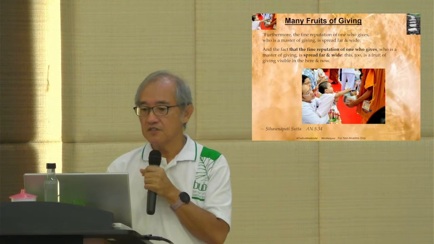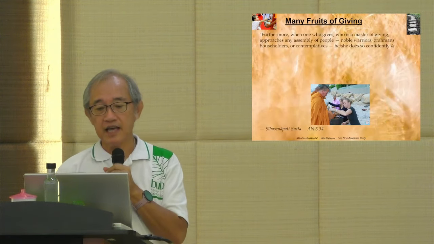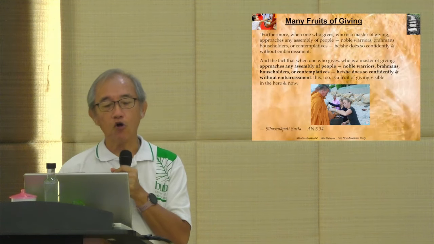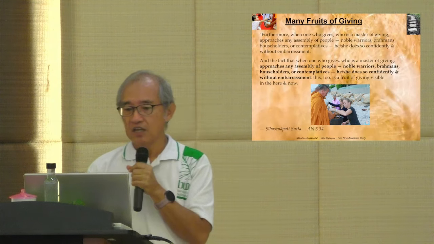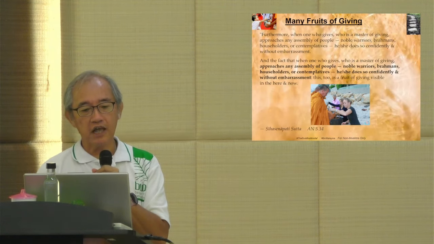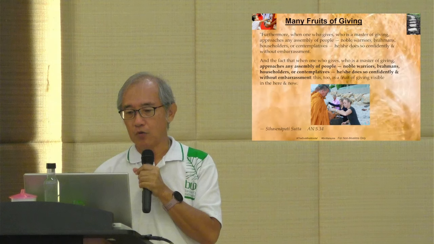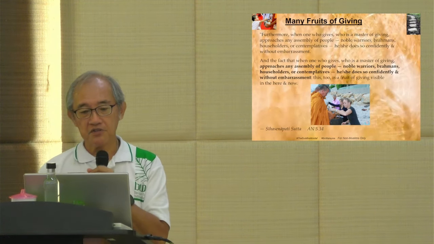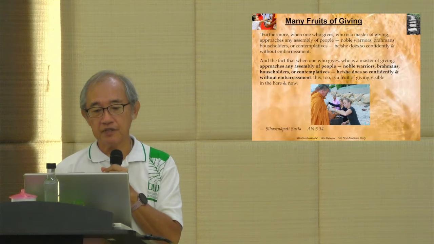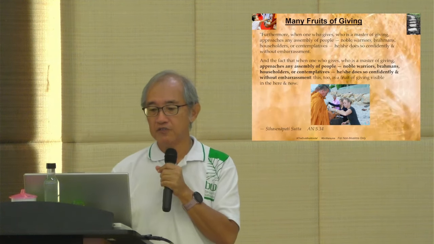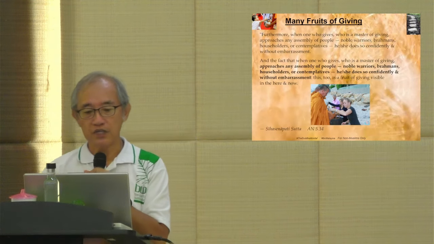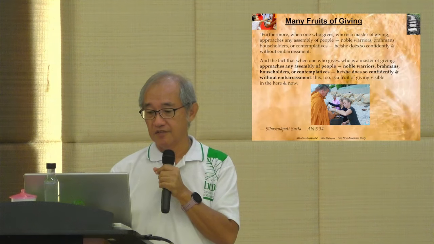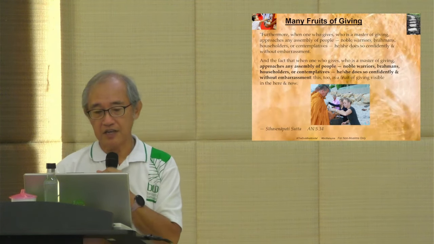Furthermore, when one who gives, who is a master of giving, approaches any assembly of people, noble warriors, Brahmans, householders, or contemplatives, could mean monastics, he or she does so confidently and without embarrassment. And the fact that one who gives approaches any assembly confidently and without embarrassment, this too is a fruit of giving, visible in the here and now. So very confident in large assemblies also.